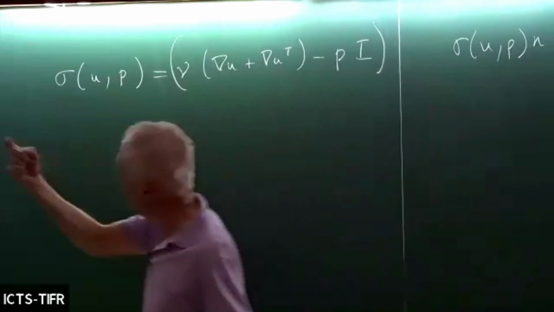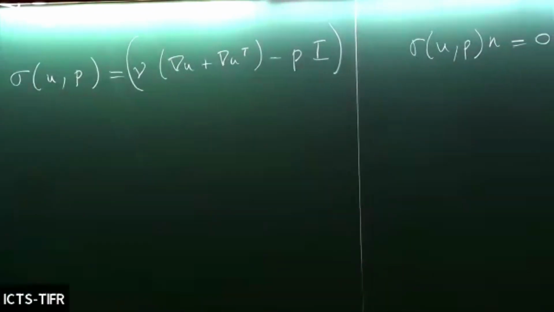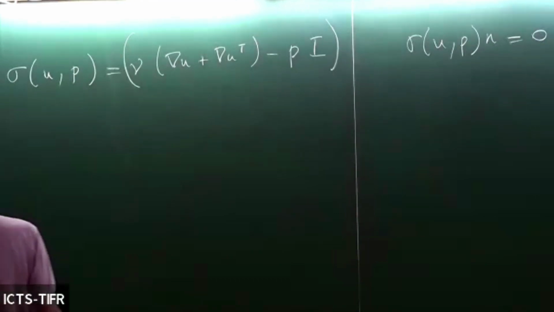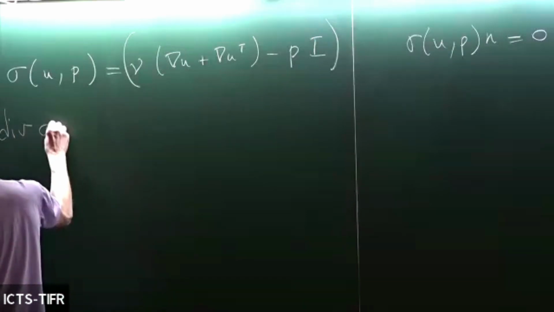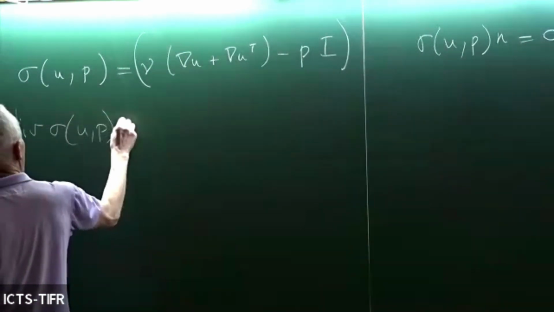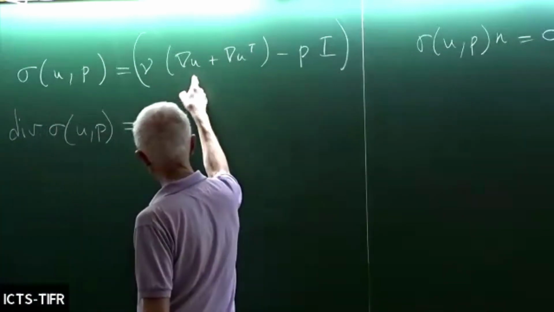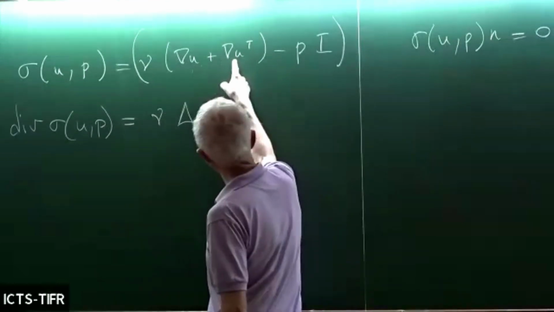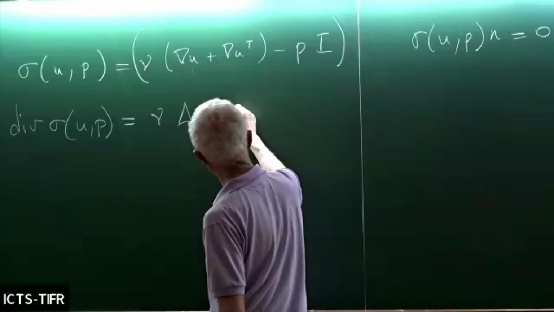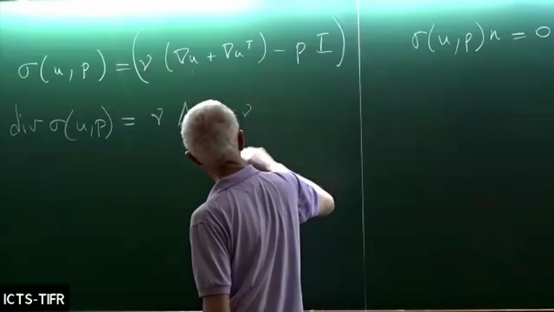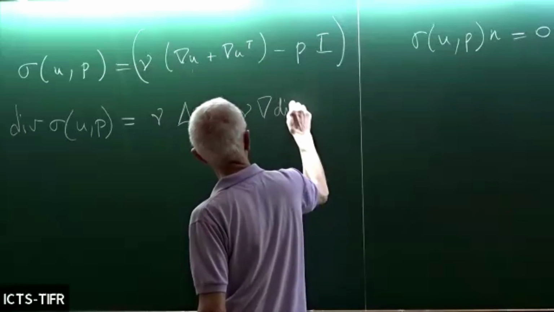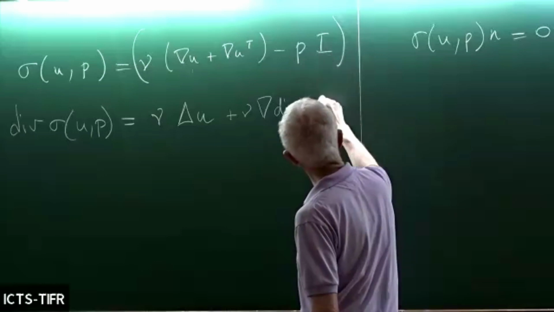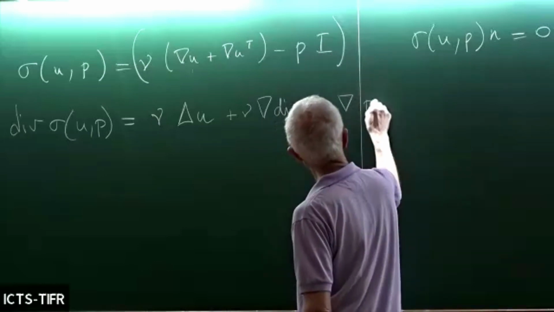n is the normal, so it corresponds to the first vector here. So when I take the divergence of sigma here, what I get is the divergence of a gradient. So this is the Laplacian of u, plus the divergence of the transpose of a gradient. And so here I obtain nu times the gradient of the divergence. And the divergence of p times the identity is nothing else than the gradient of p.